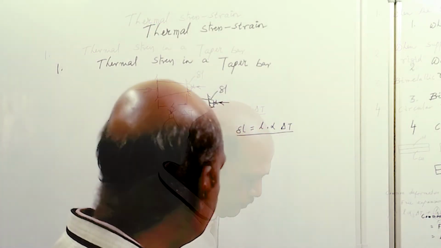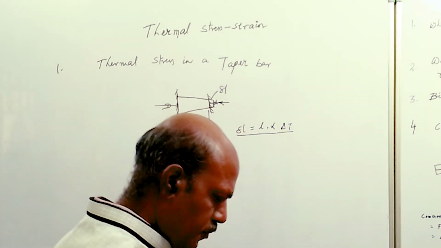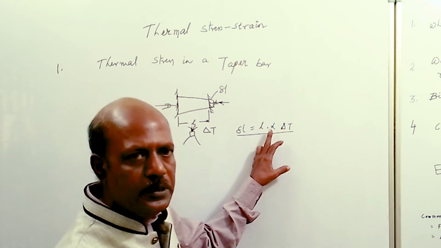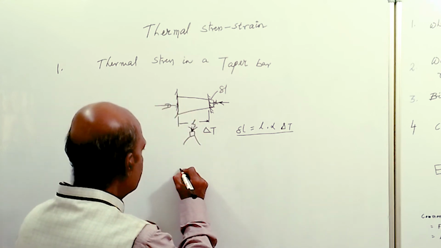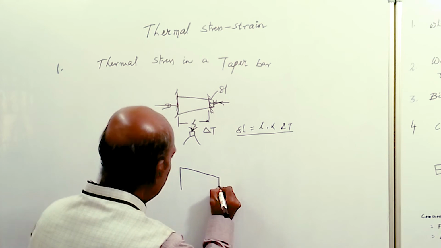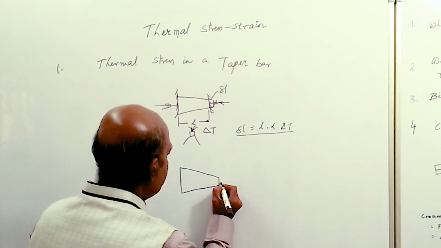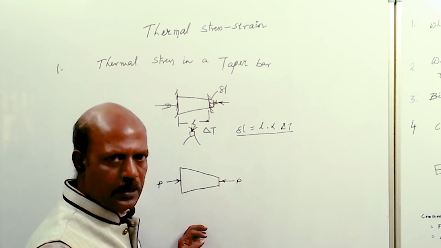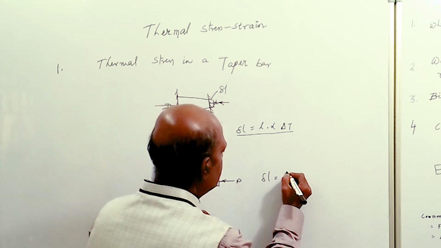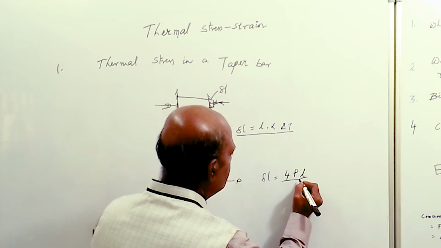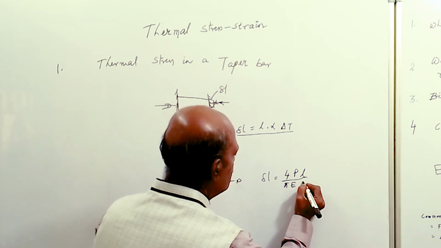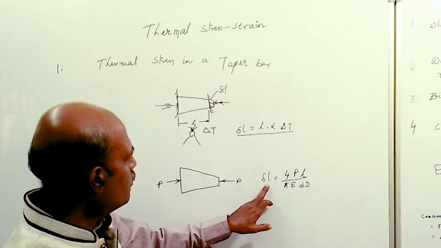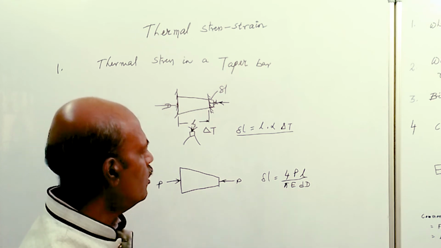So we have seen the deformation in the bar because of temperature rise delta T is given by L into alpha into delta T. In the earlier case, when a load P is applied over the member, the deformation produced in this taper bar is calculated as delta L equal to 4 P L by pi E into small d into capital D. So delta L produced in the member is given by 4 P L by pi E d D.